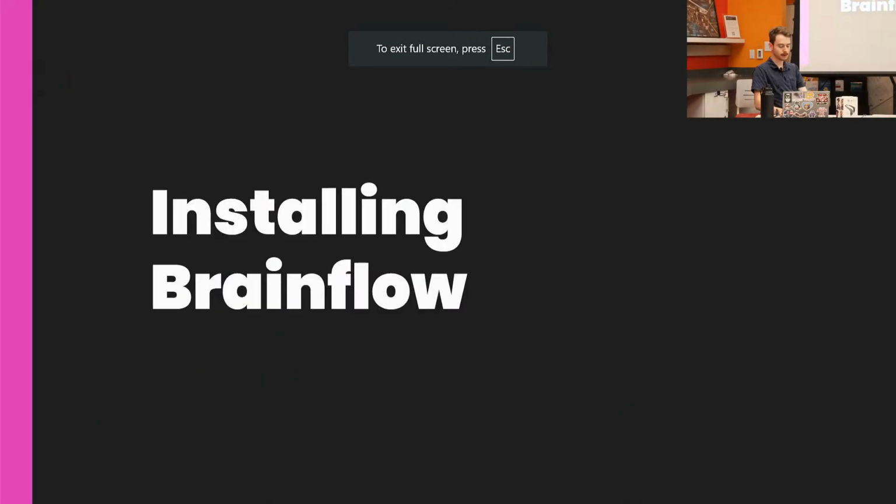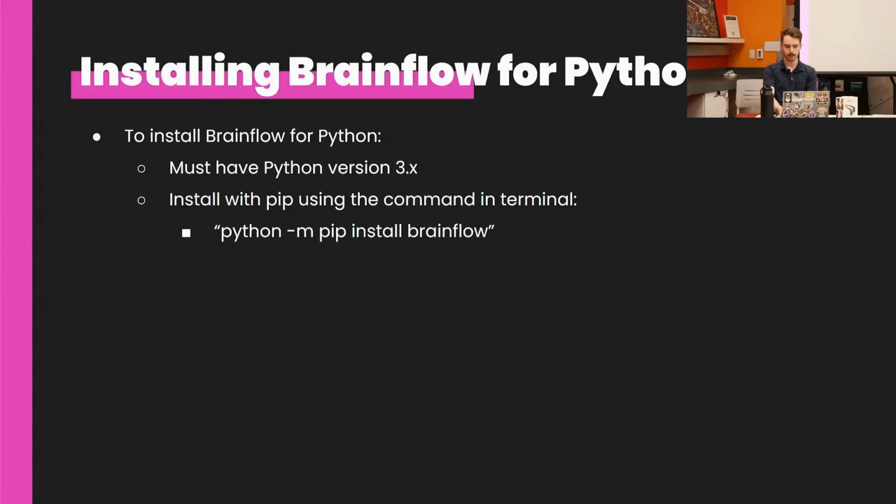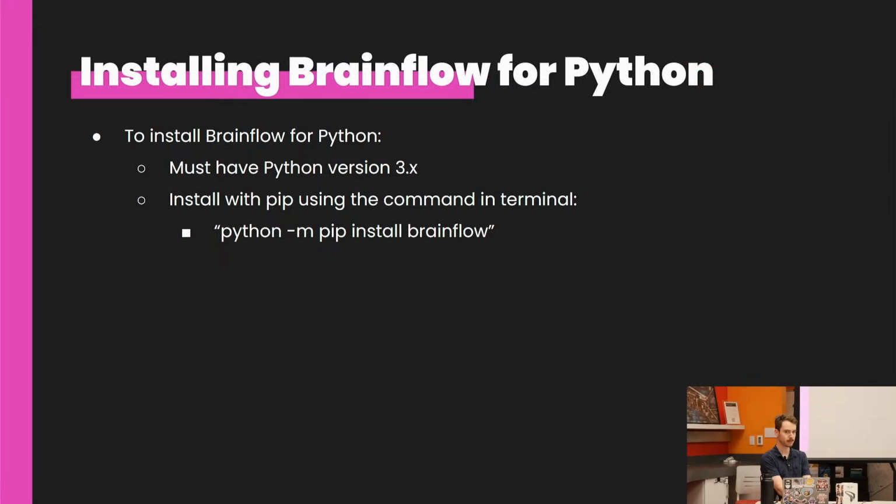So how do we actually install BrainFlow? Installing BrainFlow is pretty easy, in particular for Python. To install it for Python, you just need to have Python version 3 point something, so anything greater than Python version 3. Unless you installed Python before 2008, you should have Python version 3 and should be fine. And then if you have pip installed, you can just go into your terminal and type python -m pip install brainflow, and it should just install everything you need.